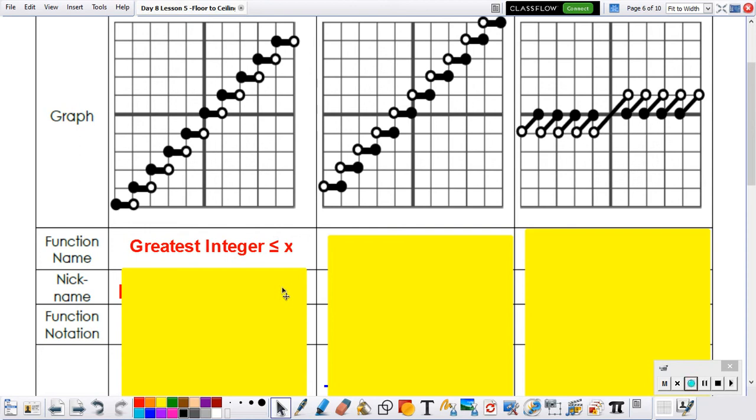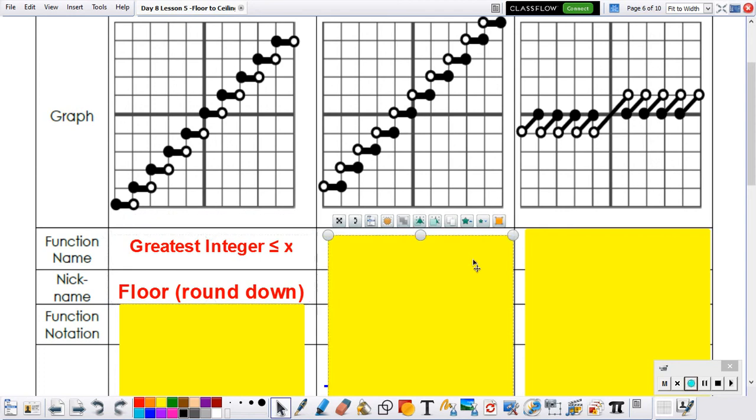Now, honestly, I'm not going to call it the greatest integer function because that confuses even me. I like to call it the round down function. There's another teacher here, she likes to call it the floor function, so we'll also call it the floor function. But Ms. Strauss likes to call this the round down function because that's what you do. You round down.